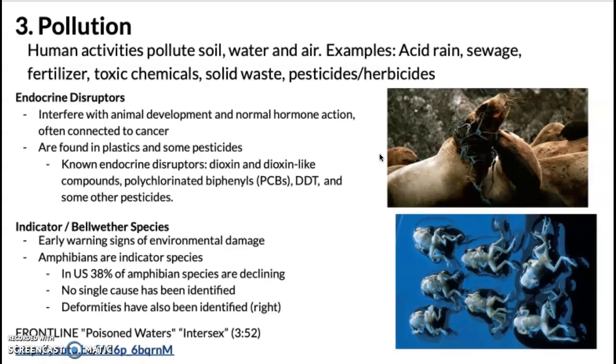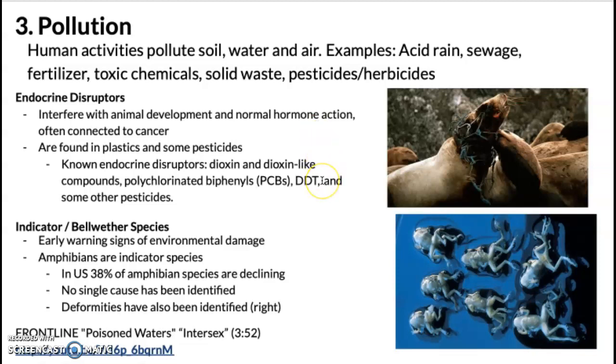When we have endocrine disruptors in environments, we can see interference with our development and our reproductive process. Endocrine disruptors act like our normal hormone action, so it's interfering with our hormone system, and it can be connected to cancer. They're found in plastics and some pesticides.